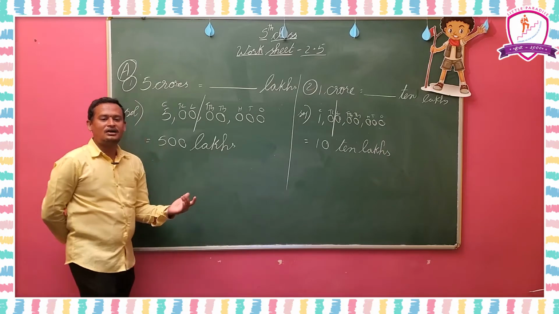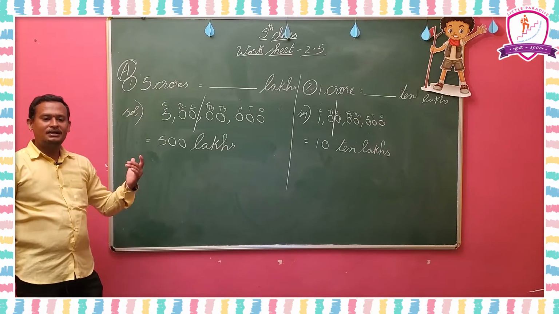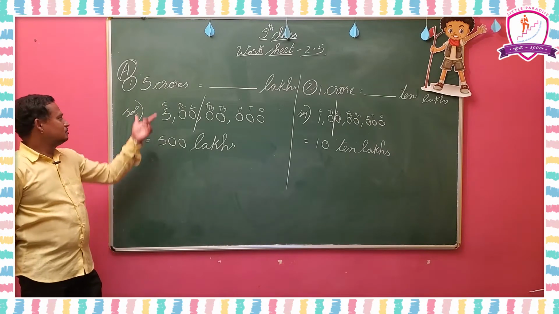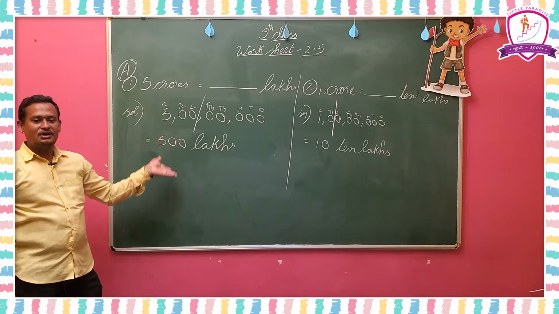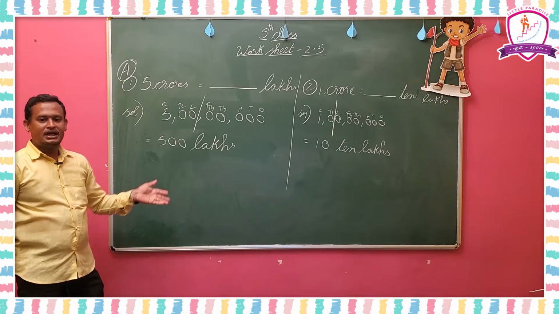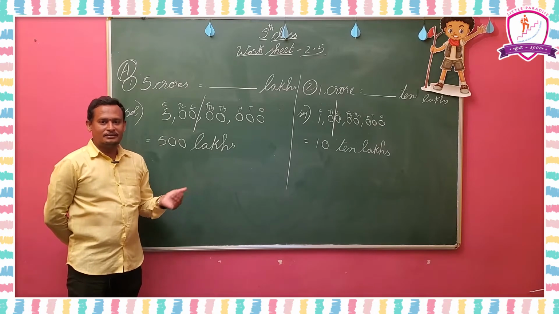So like that you have to complete the remaining. Try to complete the remaining 6 here. 2 I explained here. The remaining sums you have to complete on your own. Okay. Now I am going to explain the B Roman.